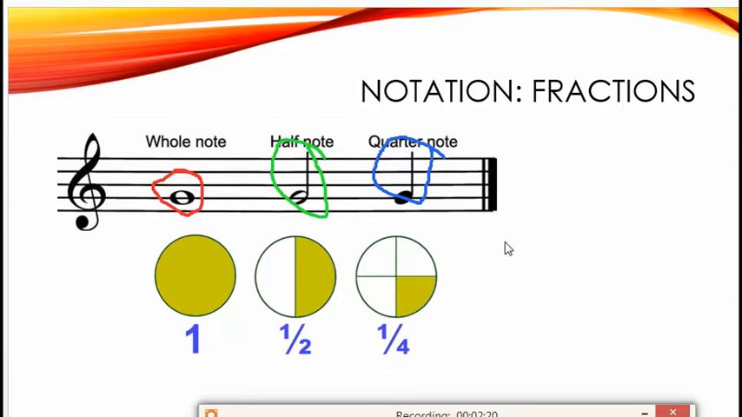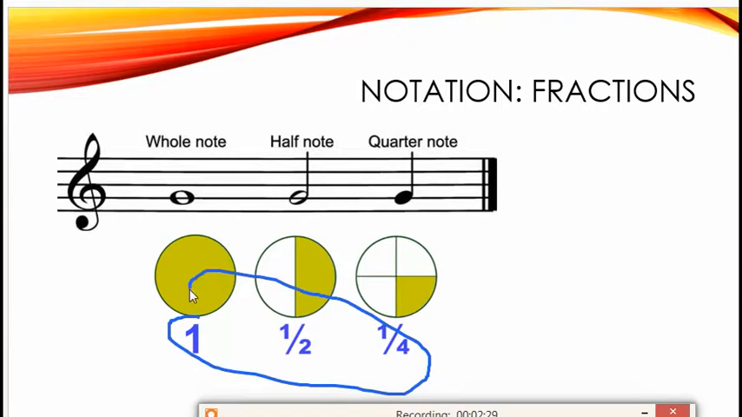So that's the basic notation in a nutshell. We're looking at parts of a whole, whereas the whole in what you're used to could be pieces of a pie. In music, it'd be pieces of the measure.